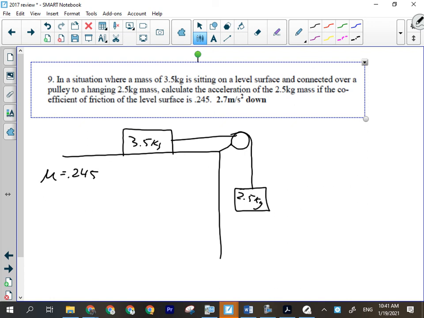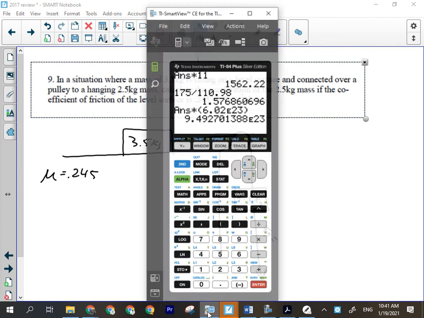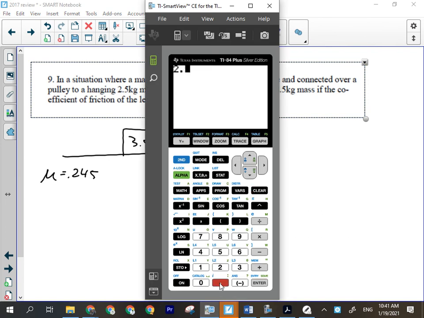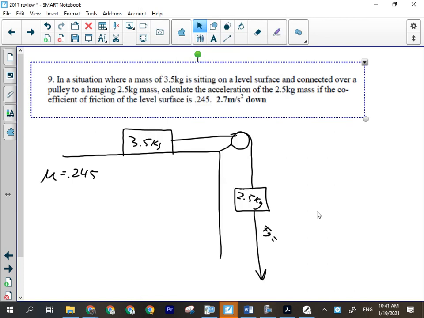Identifying forces is our first thing here. We have a force of gravity pulling down on the 2.5 kilogram mass, 24.525 newtons for that one. And it tells us there's a coefficient of friction here, so obviously we have a force of friction acting on the 3.5 kilogram box. How do I calculate that?